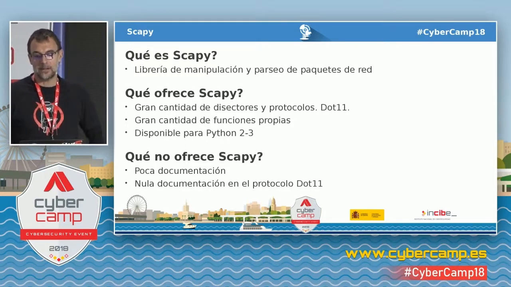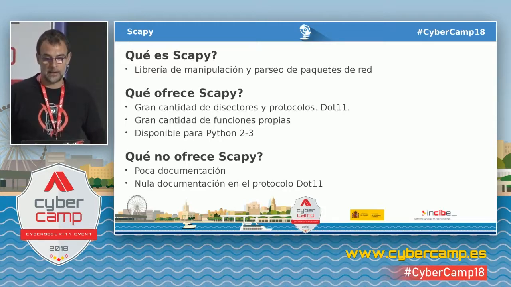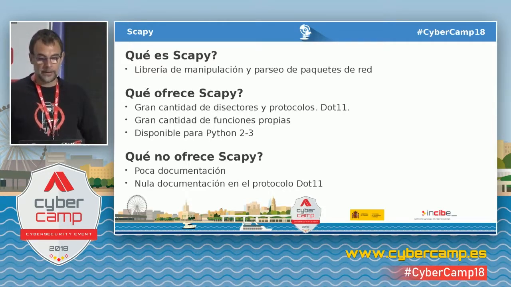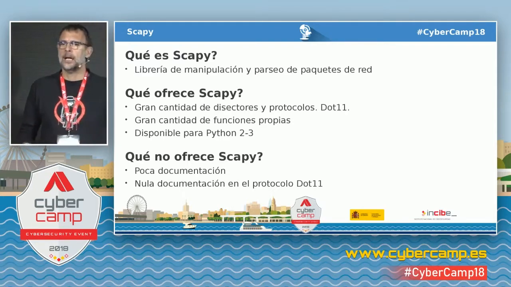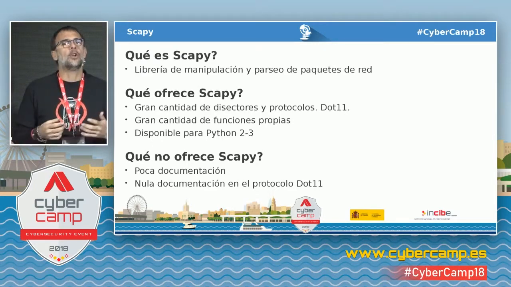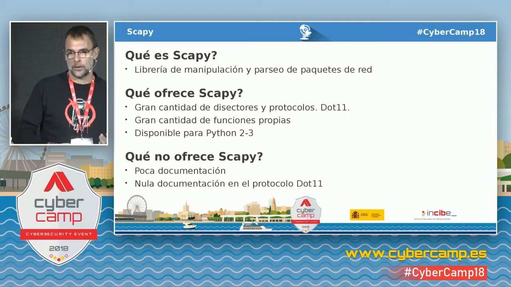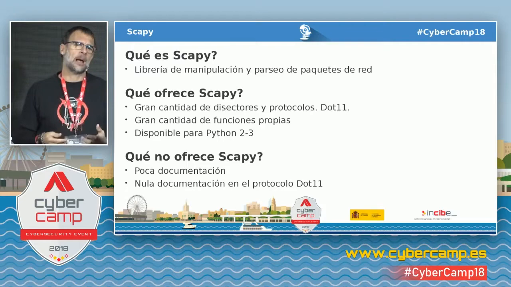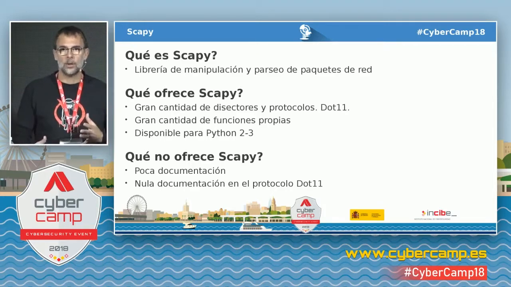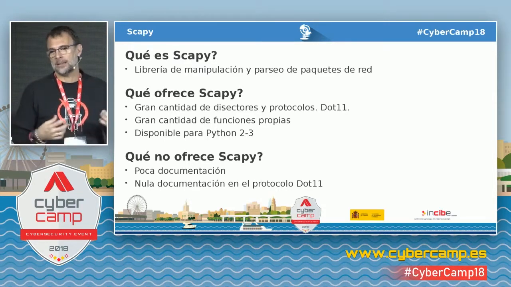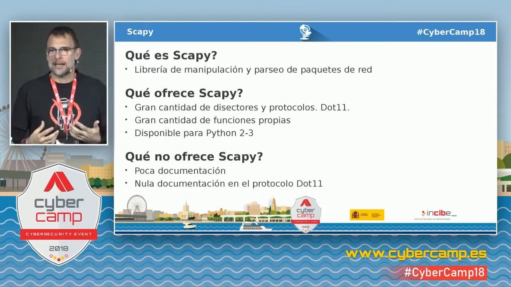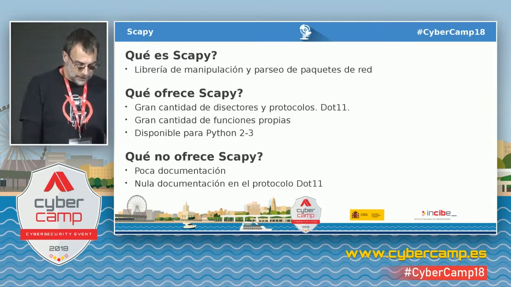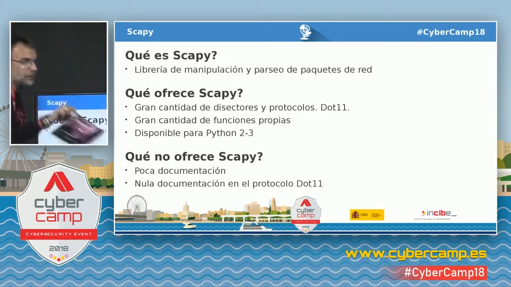Scapy is also available for Python 2 or 3. I'm currently using Python 2, but Python 3 is also very much developed. What are the drawbacks? There's very little documentation. You will find many different things on the internet, but it's a little bit trial and error. It's not documentation as such. You might see programs that somebody else has done, some blogs, some articles, but documentation on Scapy is still a little bit poor. So it's not very solid from that point of view.